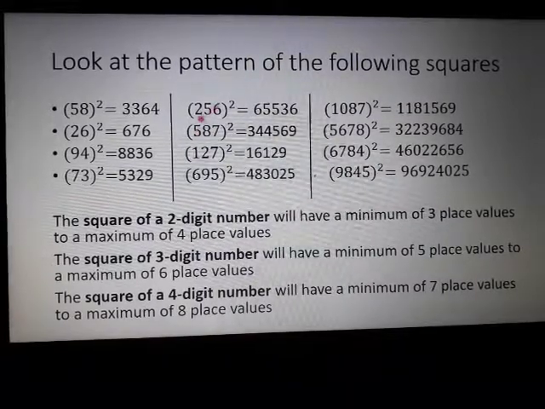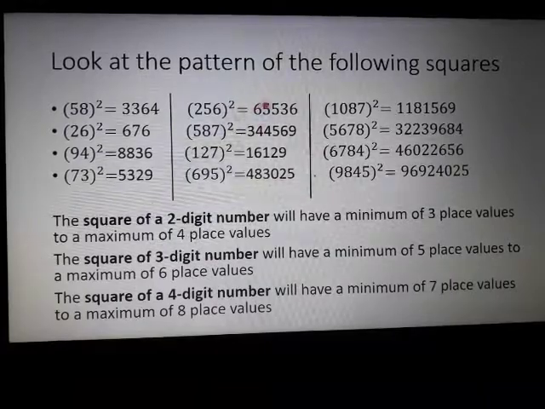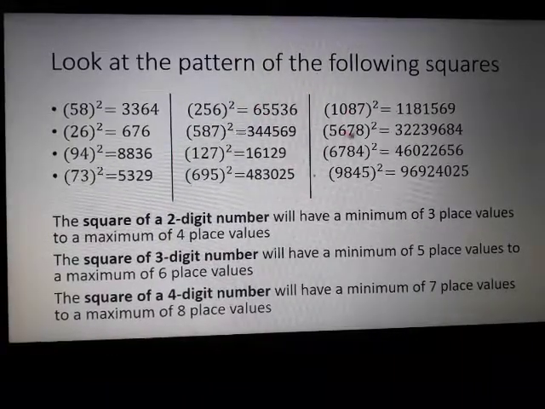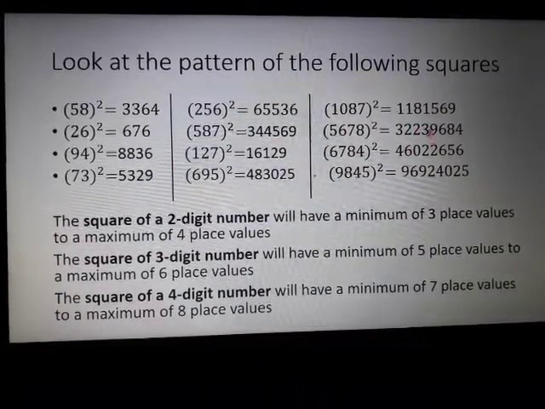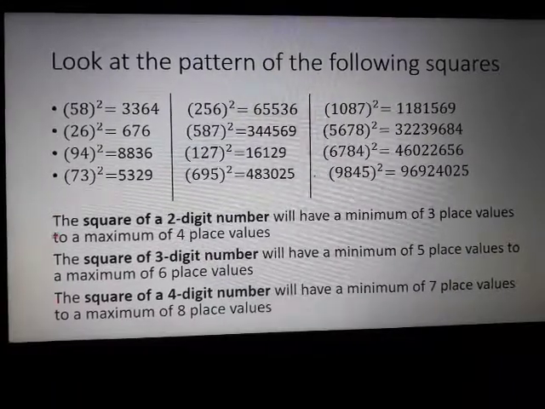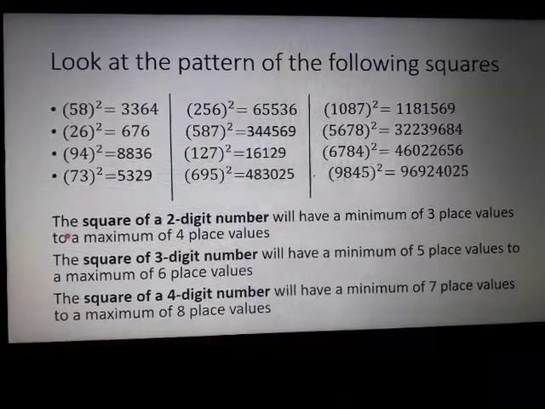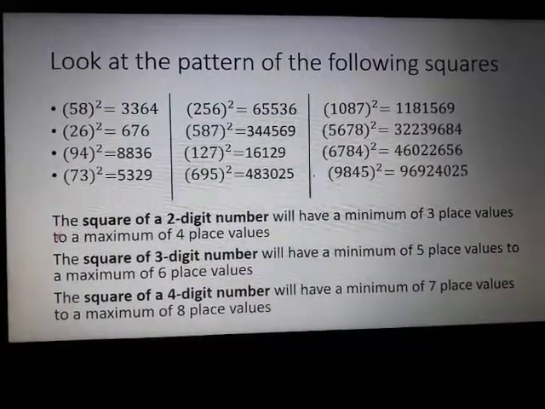In case of the square of a 3-digit number, it will have a minimum of 5 place values to a maximum of 6 place values. In the square of a 4-digit number, it will have a minimum of 7 place values to a maximum of 8 place values. So I request you to learn this concept by heart, because the inverted pyramid technique is entirely based on this philosophy.